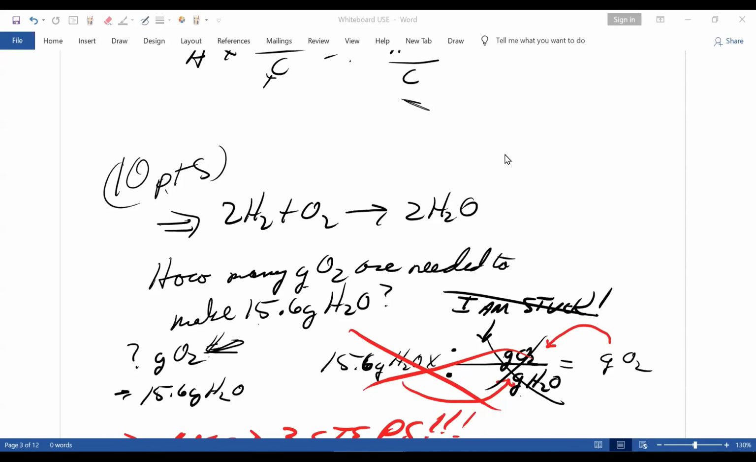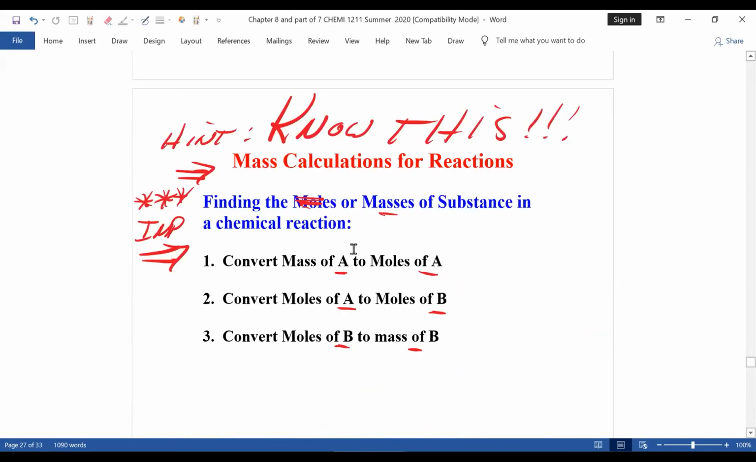All right, so whenever you have grams of something to grams of something else in a balanced chemical equation, you need to use the 3 steps. The first step is convert mass of A to moles of A. Second step, moles of A to moles of B. This uses the balanced chemical equation. We did that earlier today. And finally, moles of B to grams of B. And A is whatever you're given initially in grams. B is what you're trying to get to.